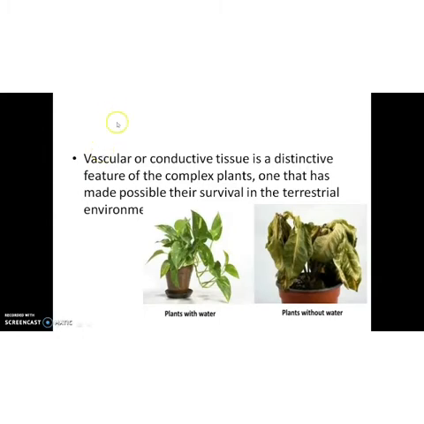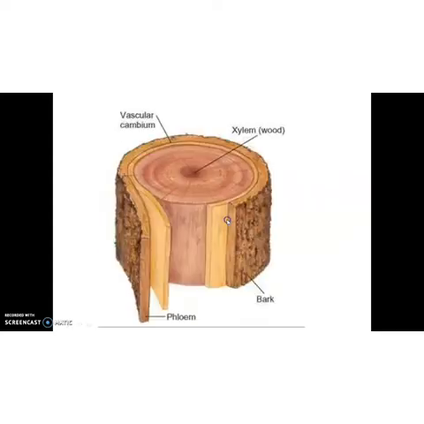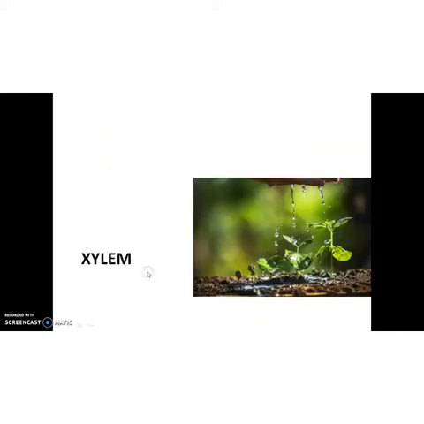Clear? So, vascular or conductive tissue is a distinctive feature of the complex plant, one that has made possible their survival in the terrestrial environment. Clear? Then, again, we can see phloem and xylem in this microscopic view of dicot and monocot stem respectively. Both the xylem and phloem together are called vascular bundle. Okay? And here you can see xylem tubes and phloem tissue. Okay? So we can discuss in detail about xylem.